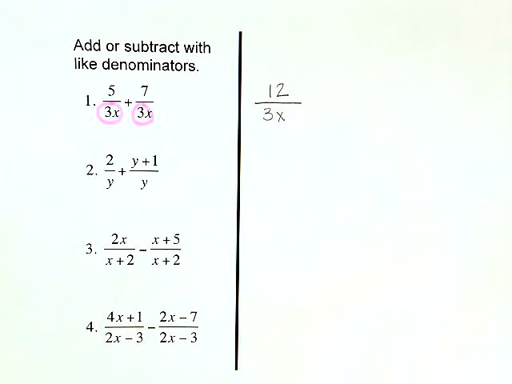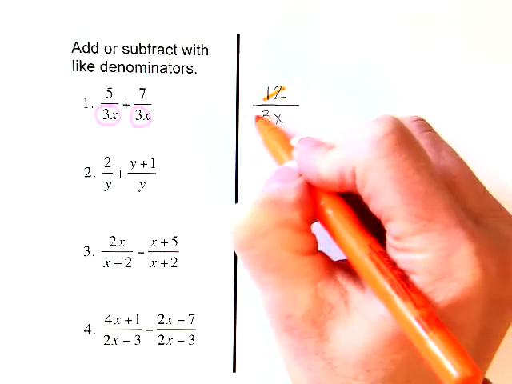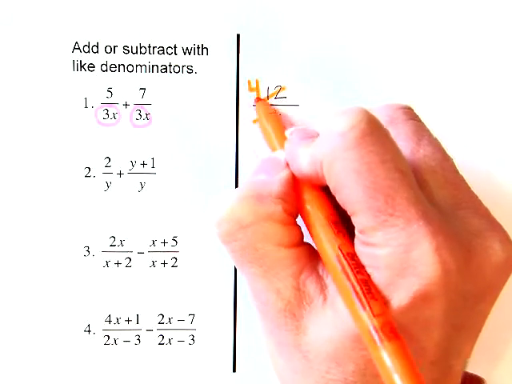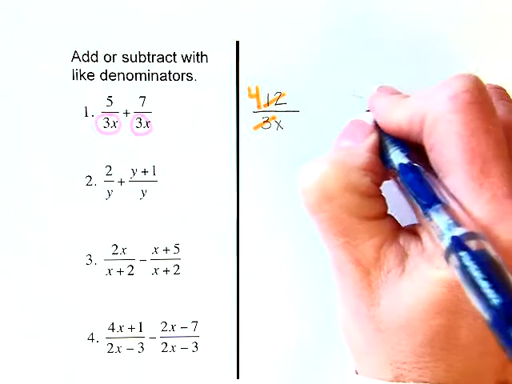Okay? But now we're going to use our skills from 12-4 where we reduce and simplify. And so 12 divided by 3 is a 4. And so our final answer is 4 over x.